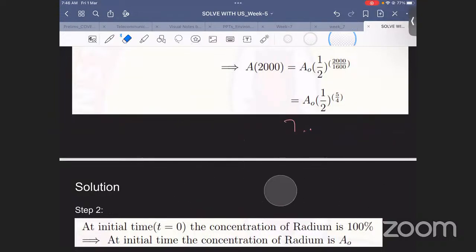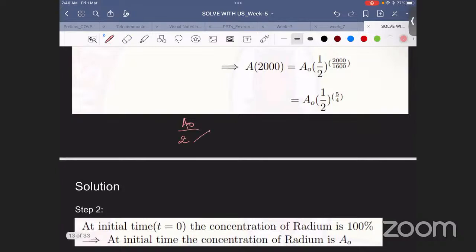At that point, the value would be a naught by 2, correct? Exactly, after half time the value will be a naught upon 2, right? Yeah, a naught upon 2. And if I have to calculate the percentage, I'll calculate directly, right? So 1 by 2 into 100, so it will be 50% remaining, correct? Yeah, so this is what I was doing.